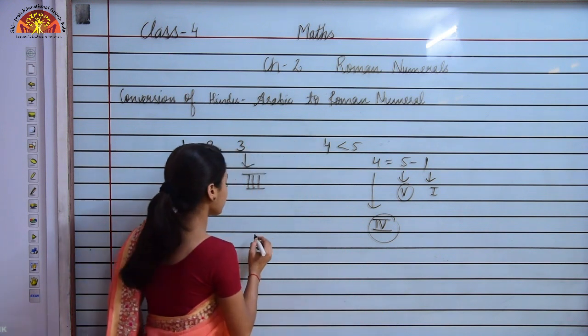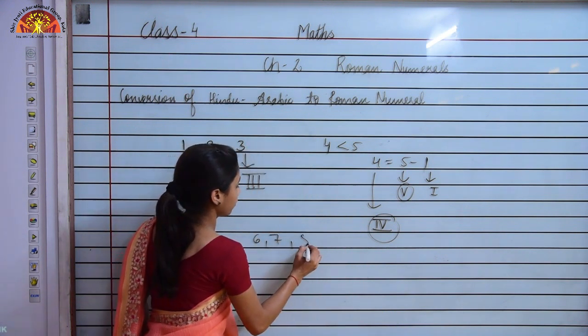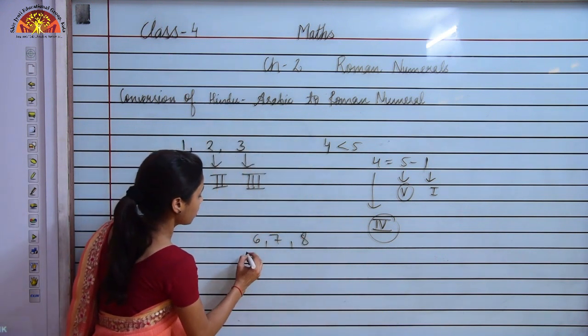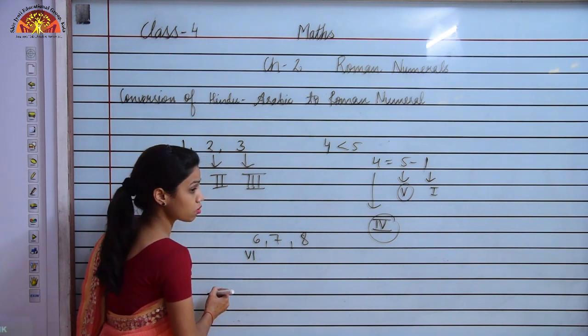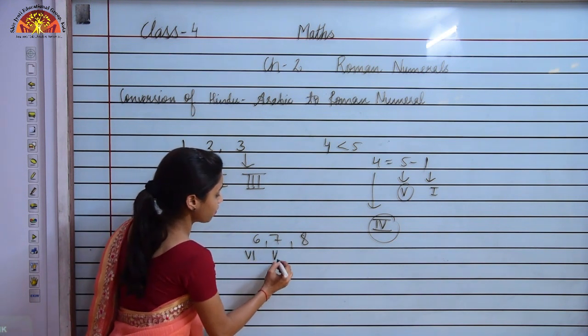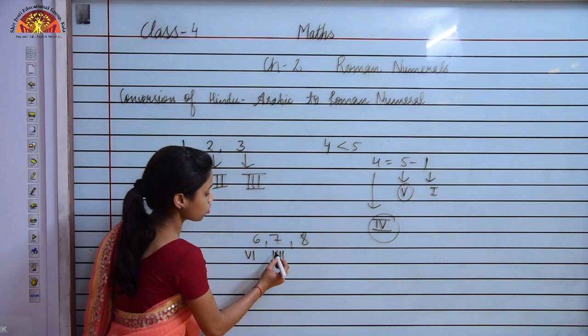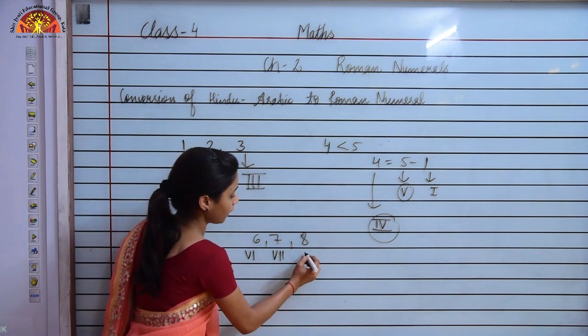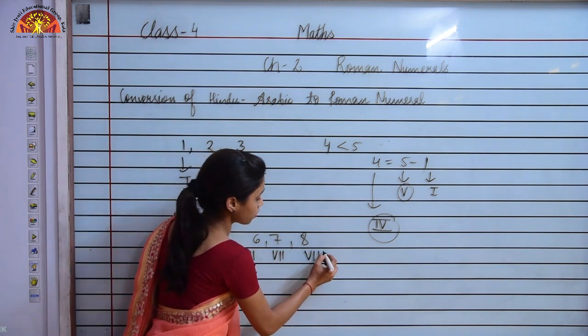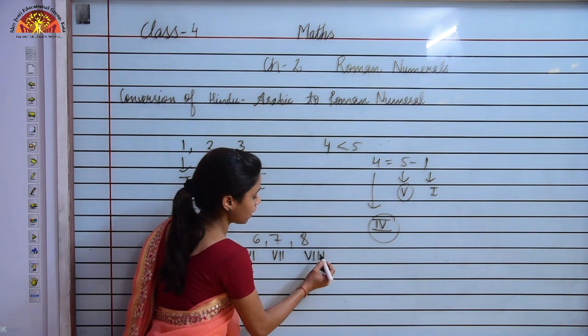To write 6, 7 and 8, how will I write 6? I will add 1 to V, so this will be 6. To write 7, I will add 2 I's to V, so this will be 5, 6, 7. To write 8, I will add 3 I's to V. So this will be 5, 6, 7 and 8.